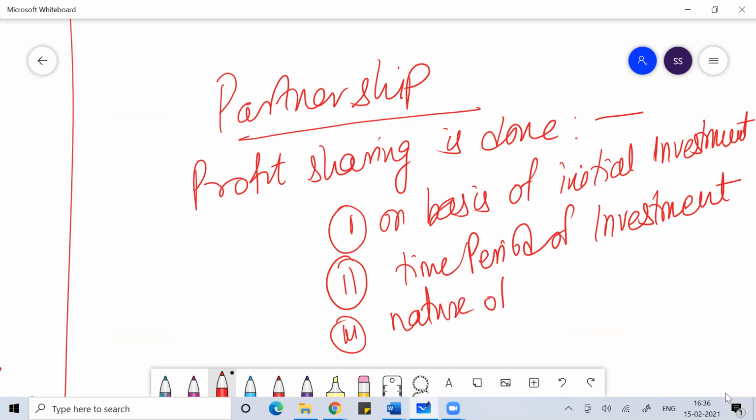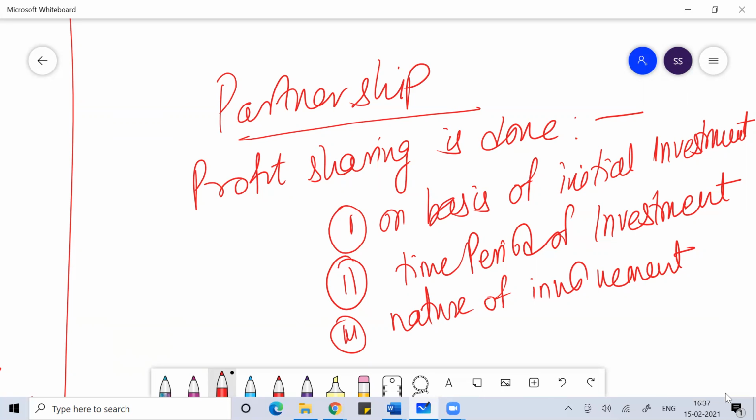The third parameter on which we can talk about profit sharing is the nature of involvement, how much we are involved in the business. A few people who are working in a business are sleeping partners, a few are working partners. Definitely those who are working partners will ask for a premium over the other forms of investors who are sleeping partners, because they are the ones doing everything for the business.